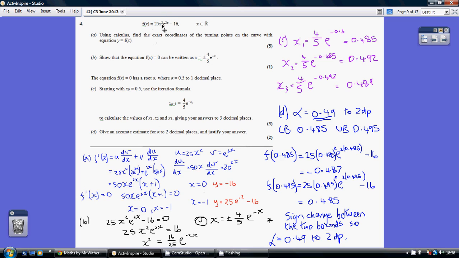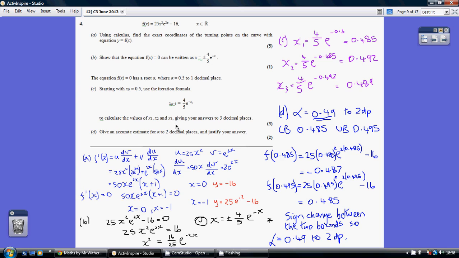When x is 0, this first term is 0 because 0 squared is 0, so 0 minus 16 is minus 16. When x is minus 1, well, minus 1 squared is 1 lot of 25, so we've got 25 lots of e to the minus 2, minus 16. So that's our y value exactly.